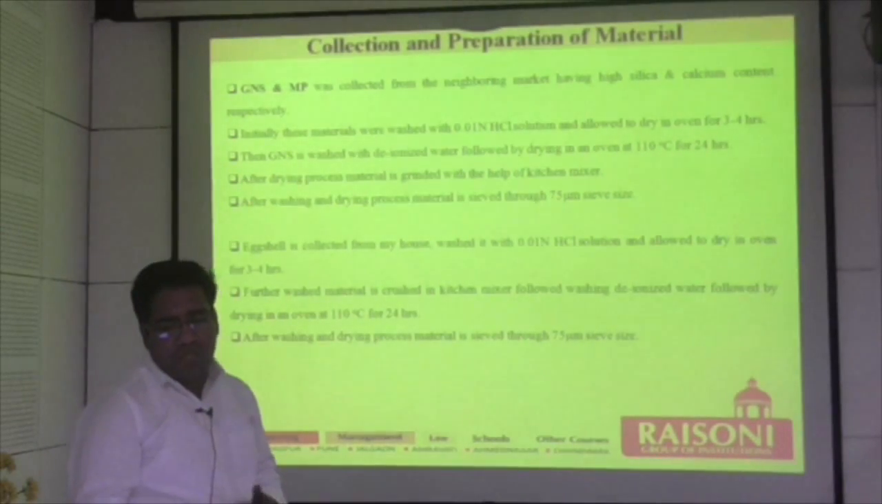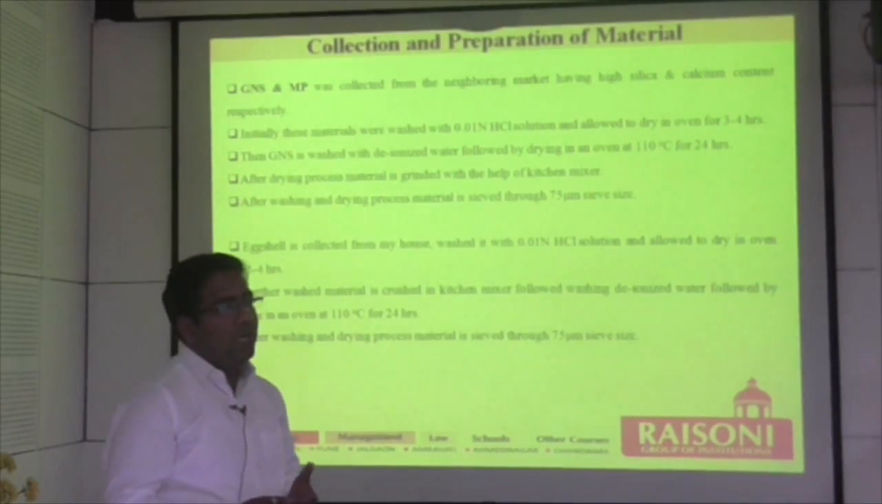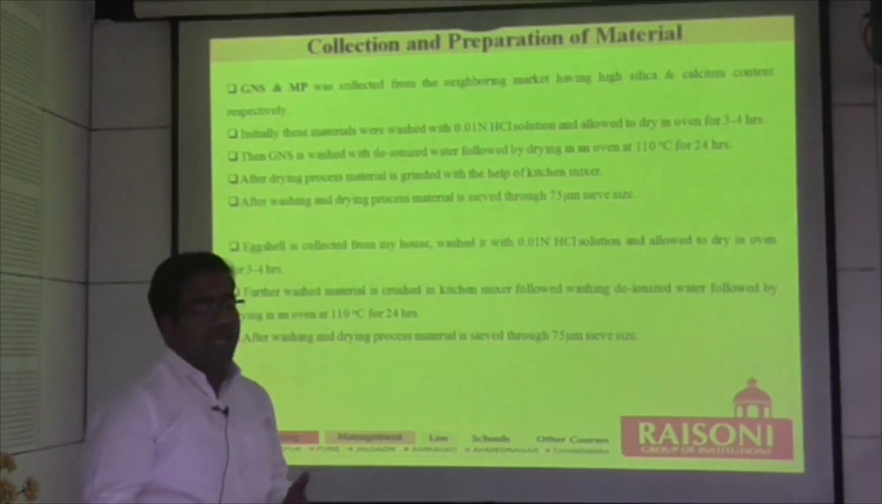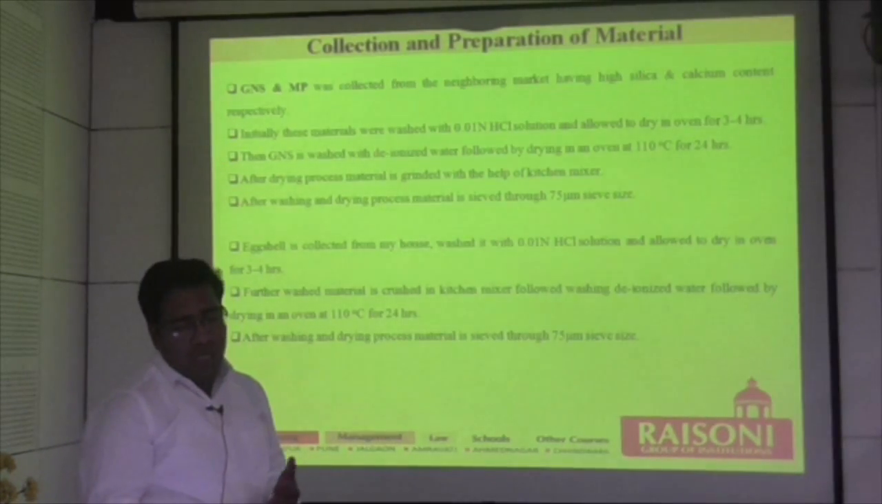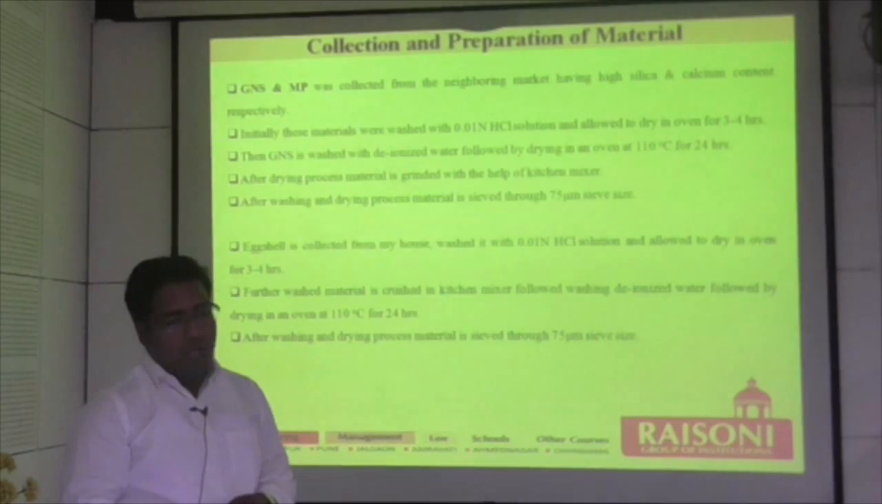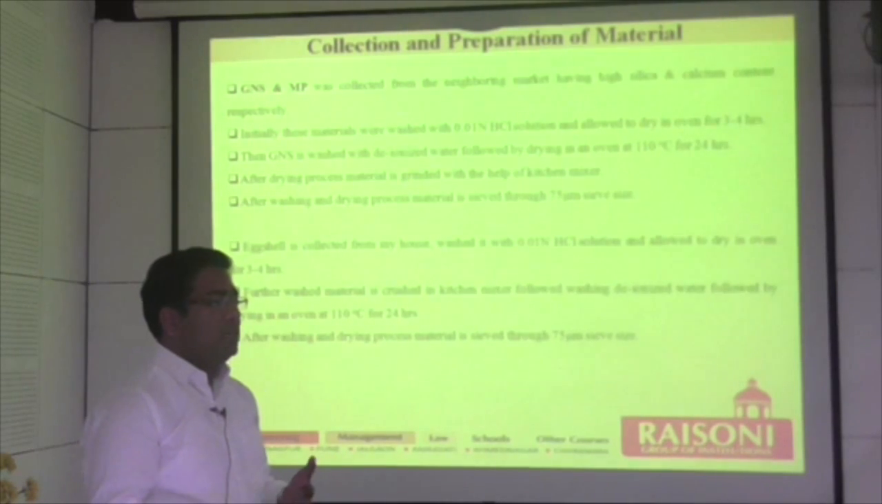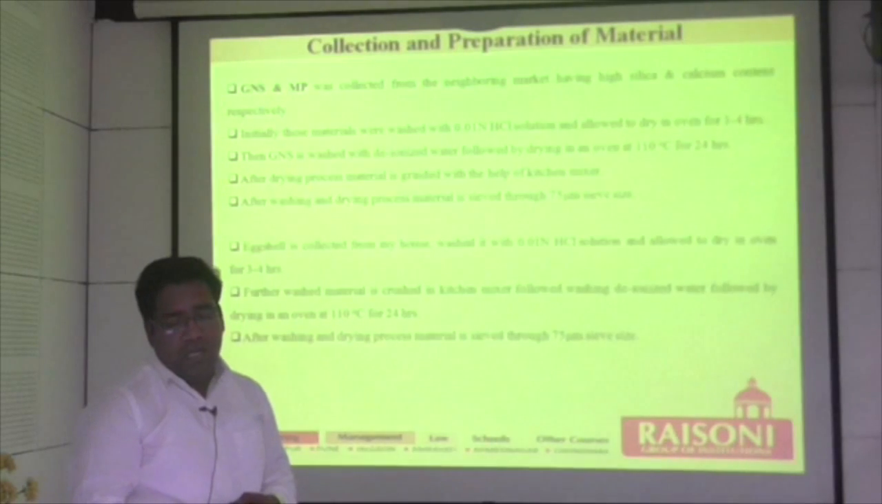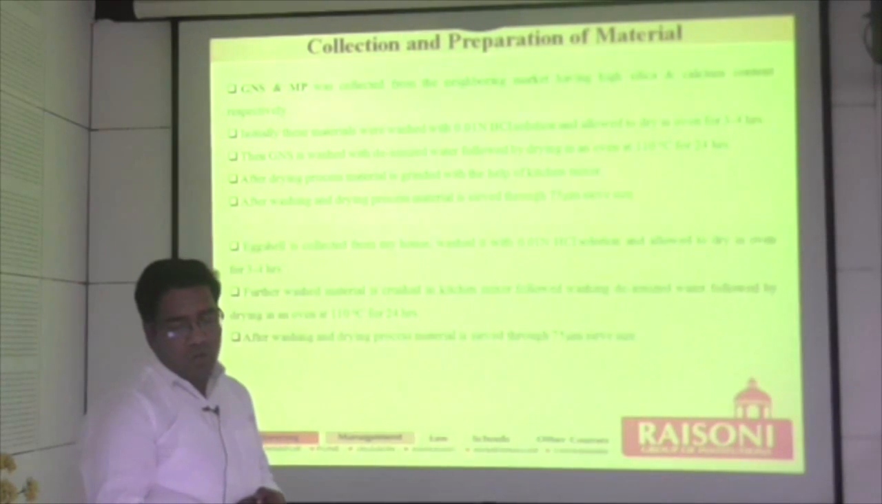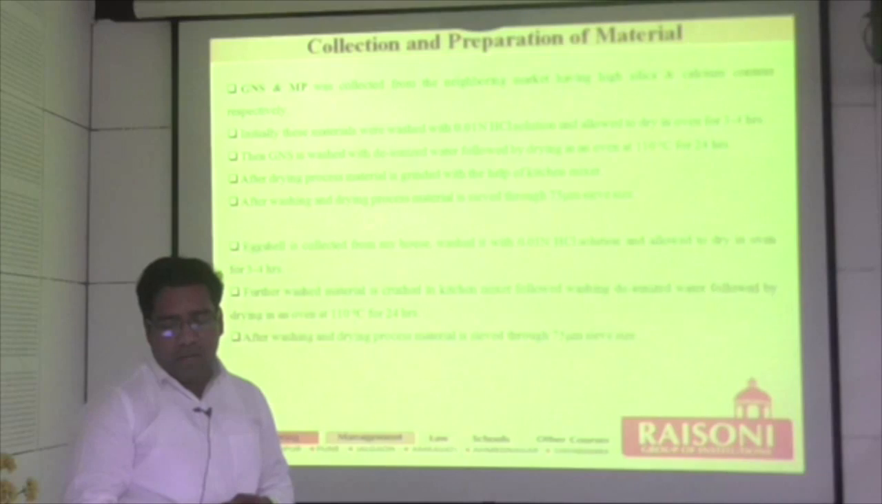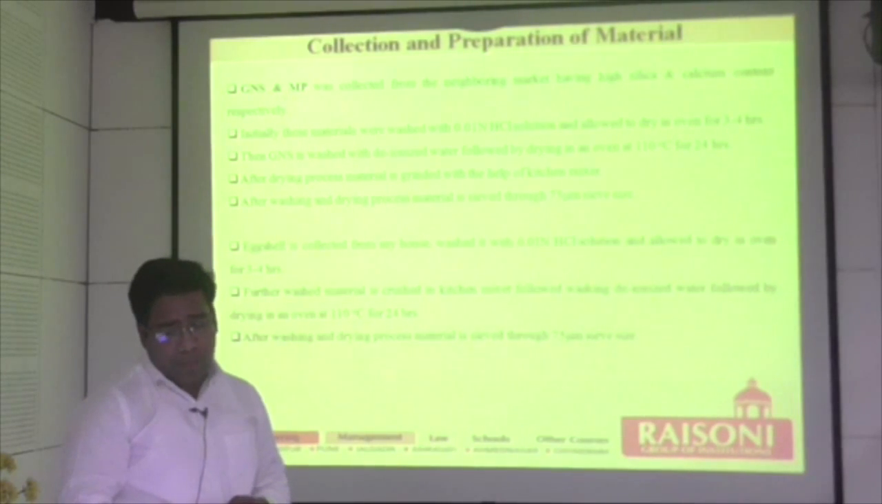This is the collection and preparation of material. I have worked on very raw material so that it can be helpful to rural areas. That's why groundnut shell and marble powder were collected from a neighboring market, having a high silica and calcium content. I selected a silica based material and a calcium based material since they have a good affinity with fluoride ions. Initially these materials were washed with 0.01 normal HCl solution and allowed to dry in an oven for 3 to 4 hours.